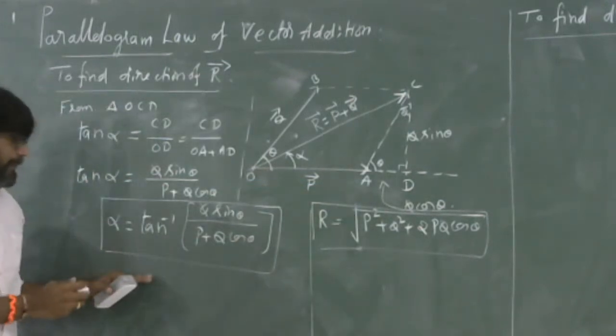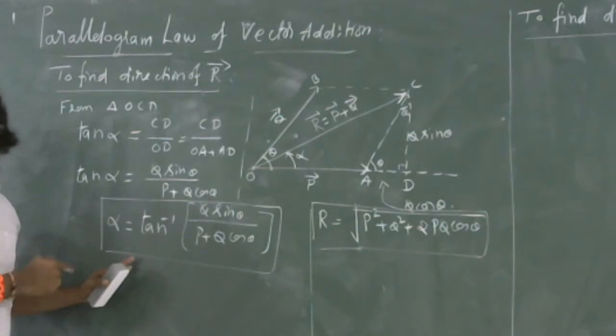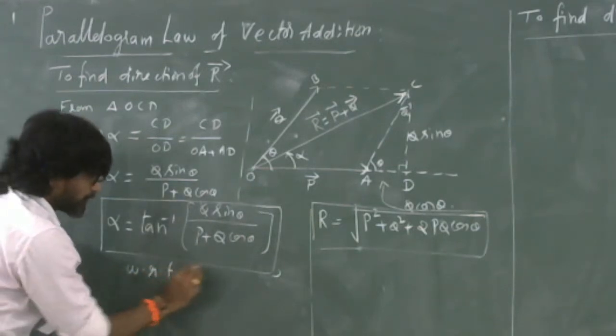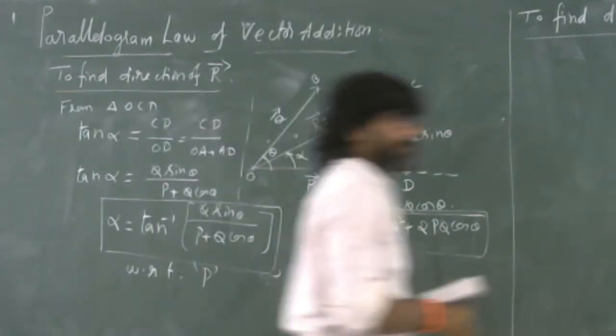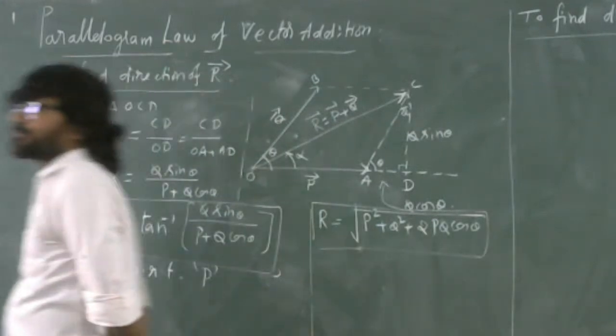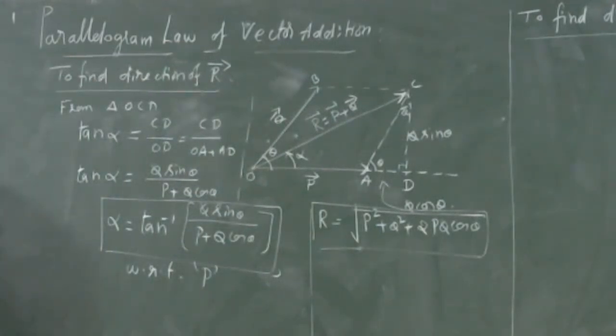Here you have to write that: this gives the direction of the resultant vector with respect to P. Right?